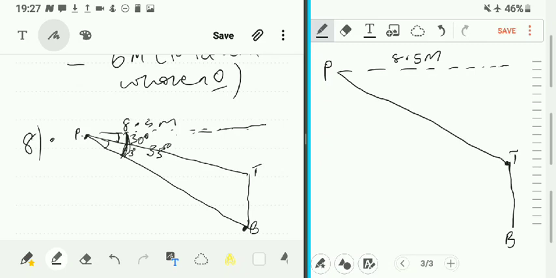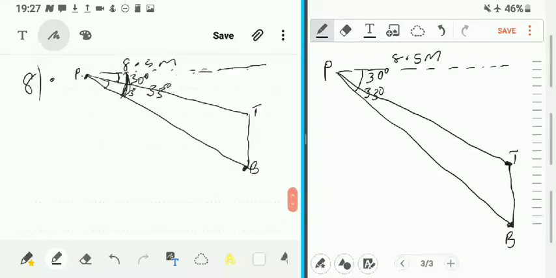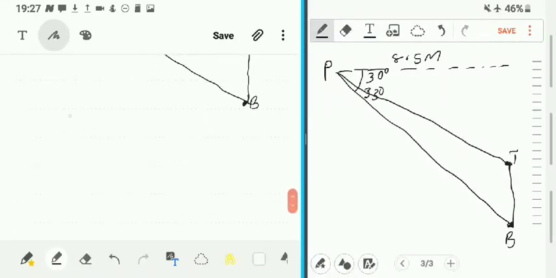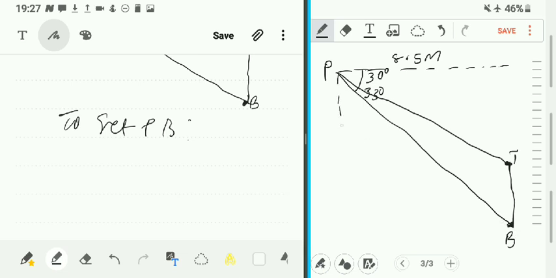Angle of depression to the top, angle of depression to the bottom. The whole of this is what? 33 degrees, but here to here is what? 30 degrees. So we want to get PB, the shortest distance between the pilot and the base. How do we get this? I think something can give us a clue. Let me extend this downwards.